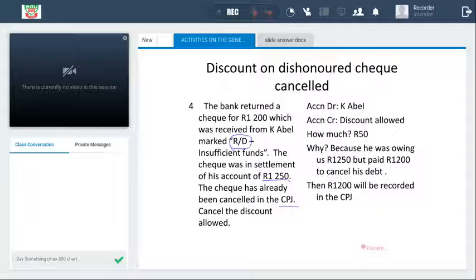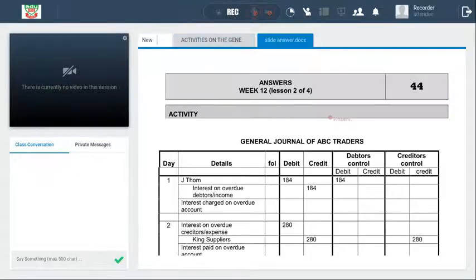And since he was a debtor, we are also going to record it in the debtors column. We are going to make sure that we record it in the debtors column. See that?